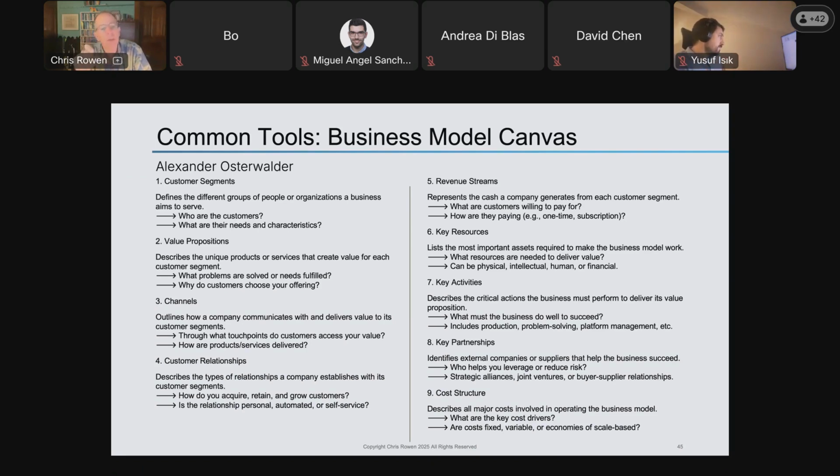Channels. How do you communicate with and deliver value to its customers? Direct sales force, indirect channel, web selling, bundling with somebody else's product, lots of different channel opportunities. And what's the nature of the relationship? How do you gain customers? How do you retain customers? How do you grow customers?